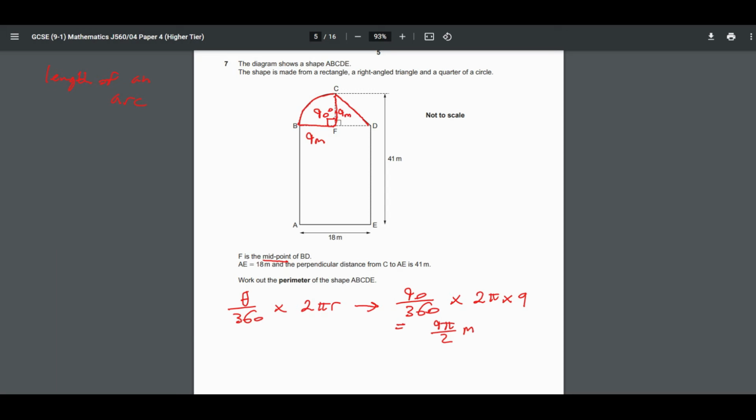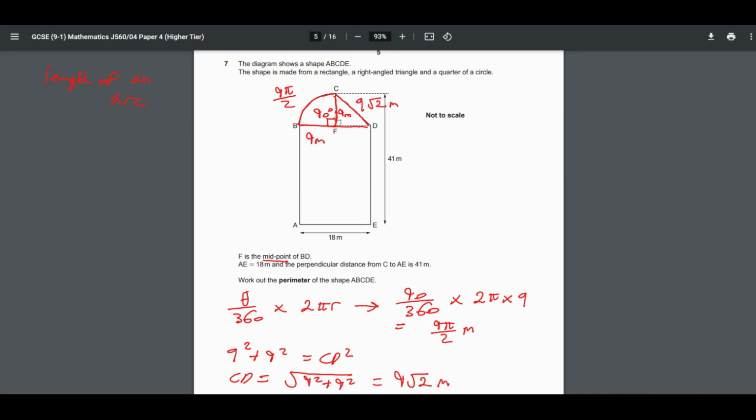Right, so now that we've got the length of the arc BC, 9 pi over 2, we need to find the hypotenuse CD. To find that, we'd use Pythagoras because it's a right-angled triangle here. So we have 9 squared plus 9 squared equals CD squared. So CD will equal the square root of 9 squared plus 9 squared, which in this case gives you 9 root 2. So it'll be 9 root 2 meters.